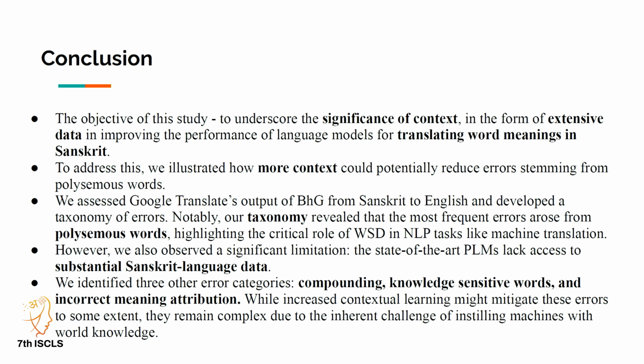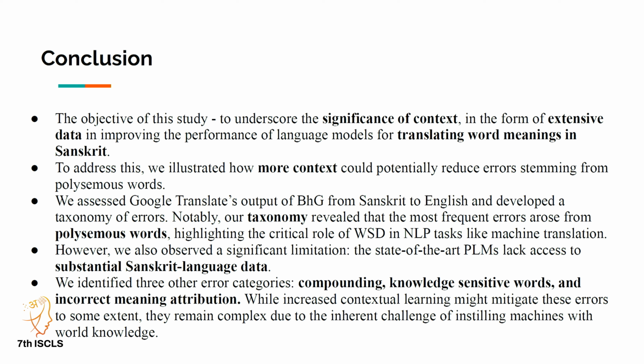So, the objective of our study was to underscore the significance of context. What we thought was, given more data, given more instances where these different senses of polysemous words may be trained, then in case of polysemy, the performance of the machine might improve. To address this, we illustrated how more context could potentially reduce errors, like I said.